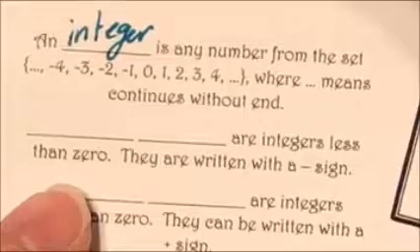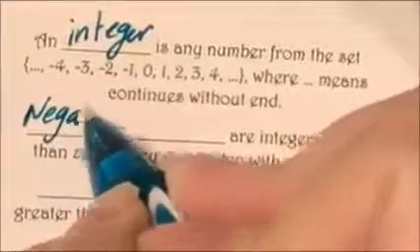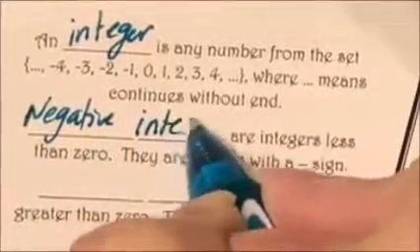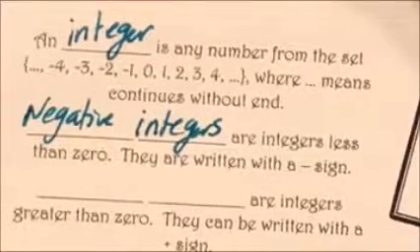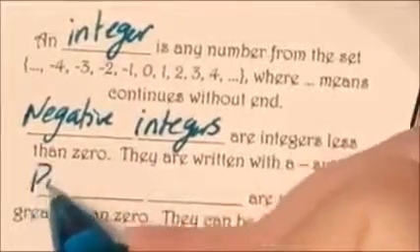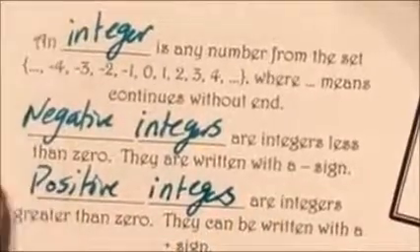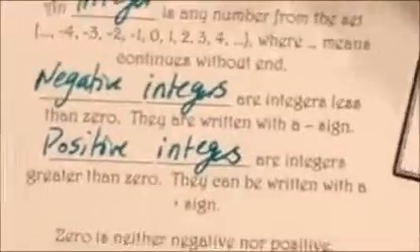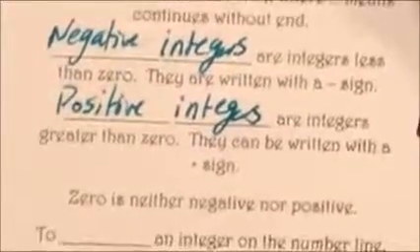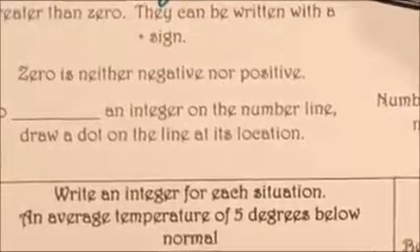In the second two blanks, the blank blank are integers less than 0. So those are negative integers. The blank blank are integers greater than 0. Those are positive integers. Okay, so negative integers are written with a minus sign. Positive integers are either written just as positive numbers or they can be written with a plus sign in front. Completely up to you. Okay. 0 is considered neither negative nor positive.